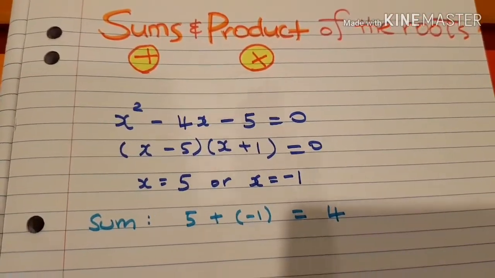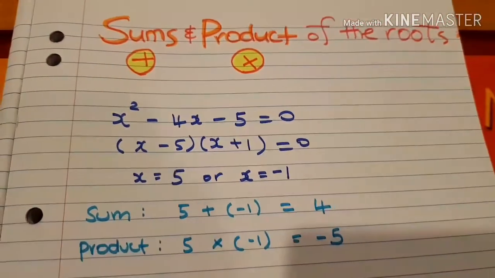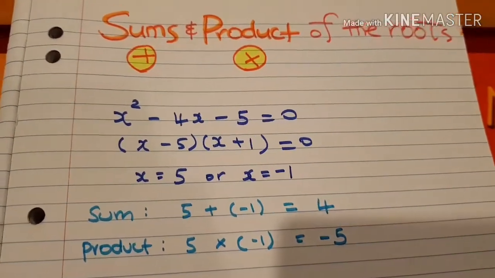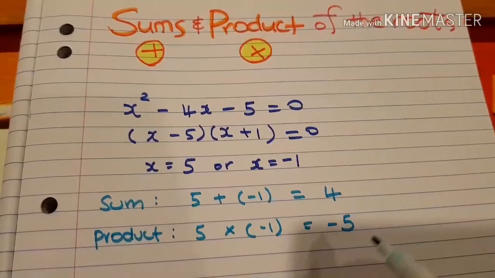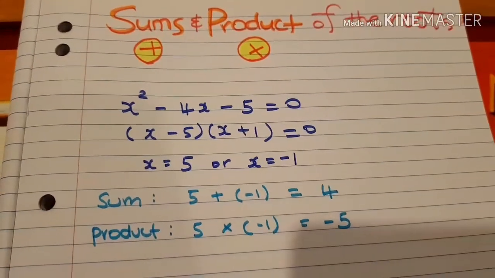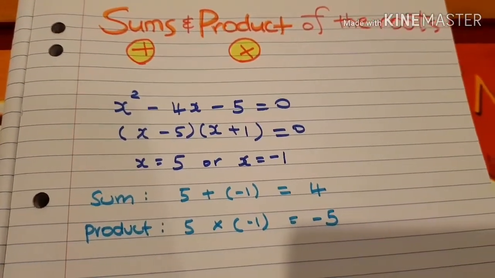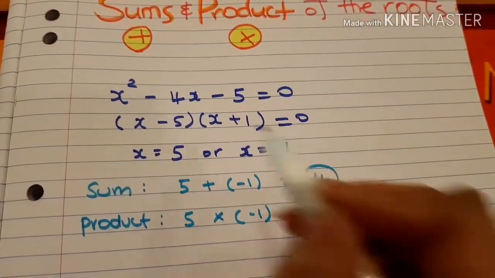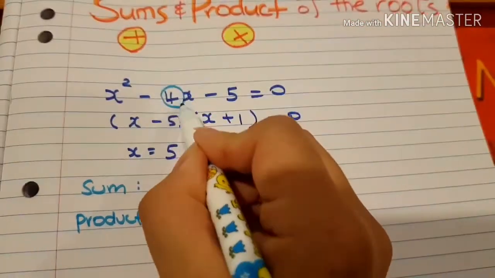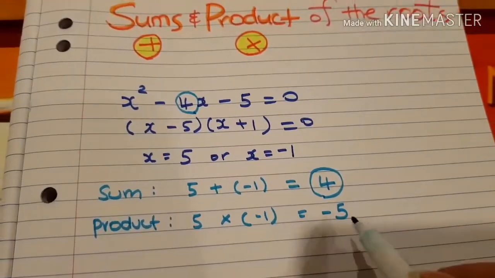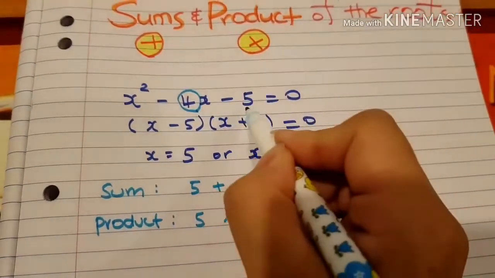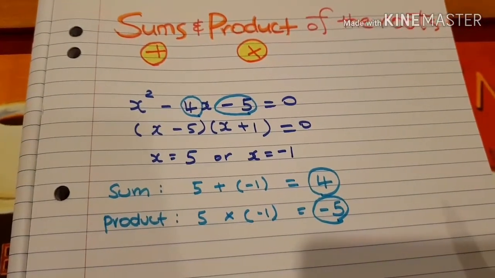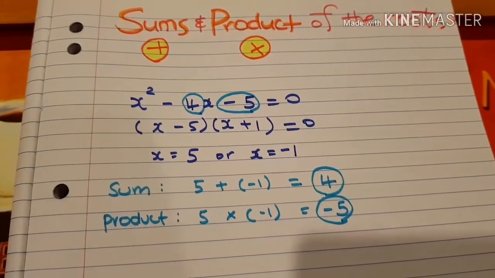Alright, if I add them, it's going to be 4. If I multiply them, it's going to be -5. Okay, do you see any numbers of these in the question? So that 4, okay, it's a different sign, but it's the coefficient of x, right? And -5, that's a constant, right? Oh, is it a coincidence? Shall we have a look?